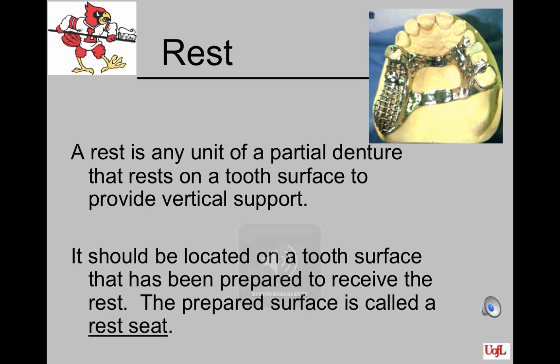You'll remember that a rest is any unit of the partial denture that rests on a tooth surface for the purpose of providing vertical support for that partial denture. It has to be located on a tooth surface that has been prepared to receive the rest, and that preparation is called a rest seat.